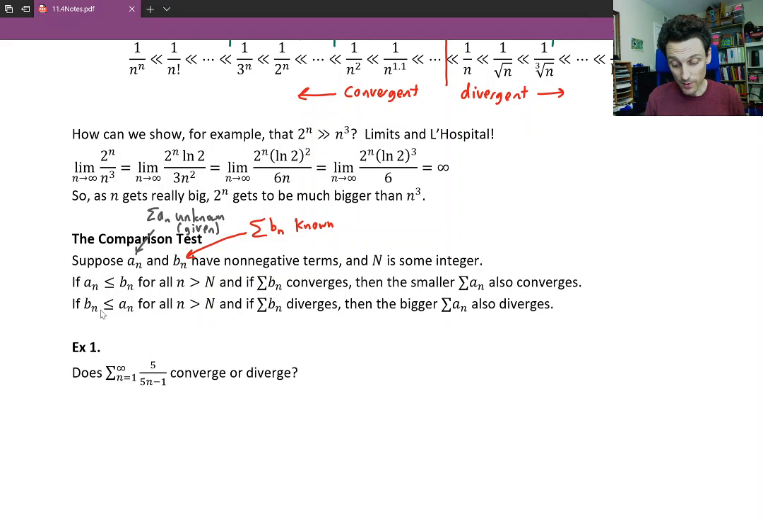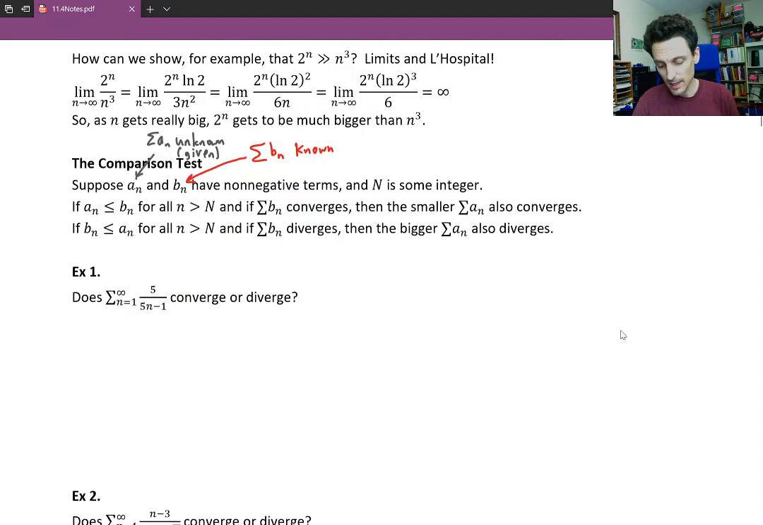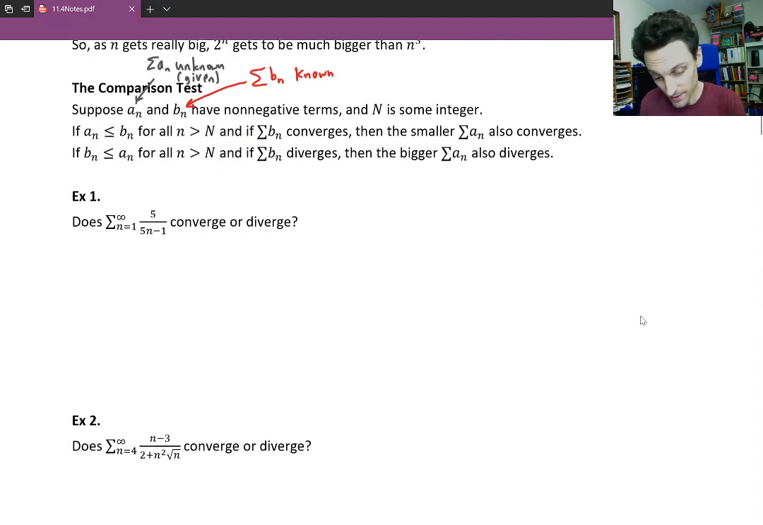So then if the reverse is true, so if the b sub n's are smaller than the a sub n's, here, so basically here it's like the a sub n's are bigger, then if the b sub n's as a series diverge, then the bigger a sub n series also has to diverge because they're bigger, and they're going to add up to a bigger infinity, you can think. So very similar to the comparison test for integrals. Let's see these comparison tests, or this comparison test in action.